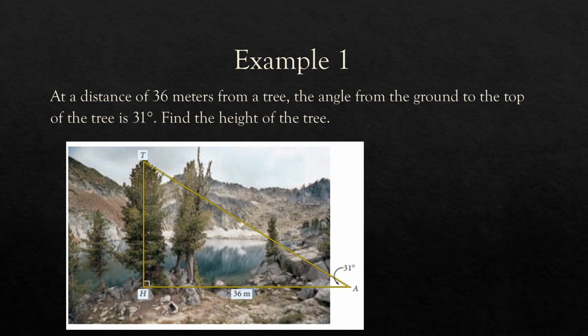Now let's get to some examples. At a distance of 36 meters from a tree, the angle from the ground to the top of the tree is 31 degrees. Find the height of the tree. So we are given the distance, we've given this triangle. The distance away is 36 meters, and this angle here is 31. If we're looking at the height of the tree, we want the opposite side to 31.